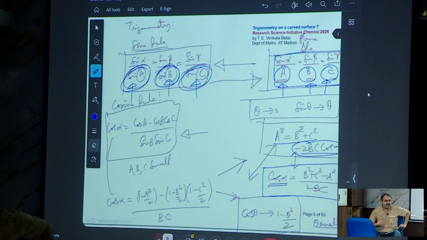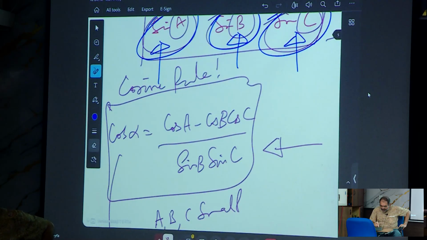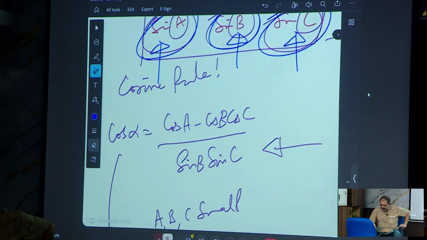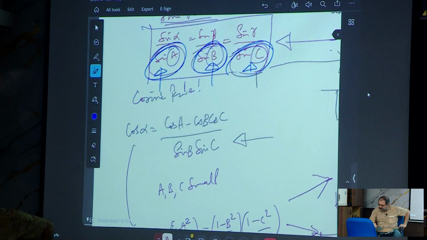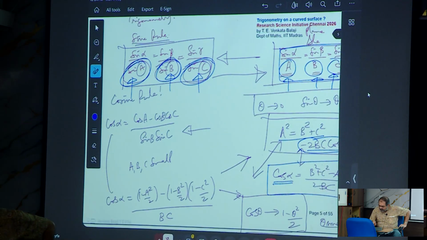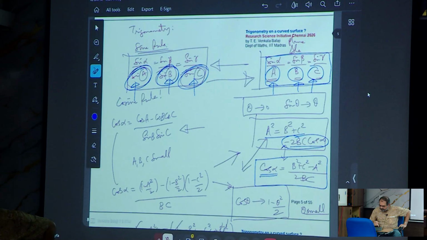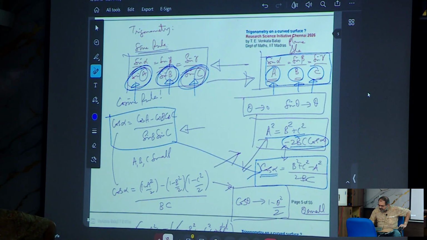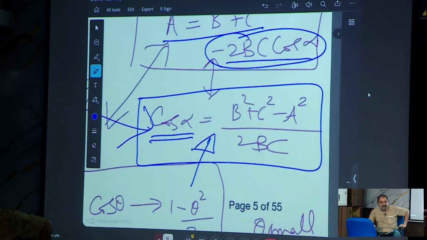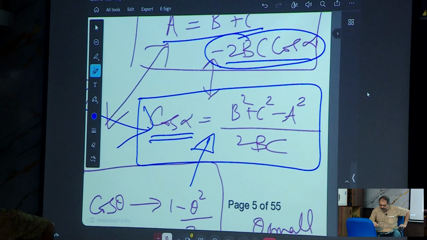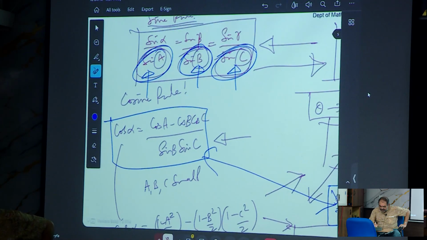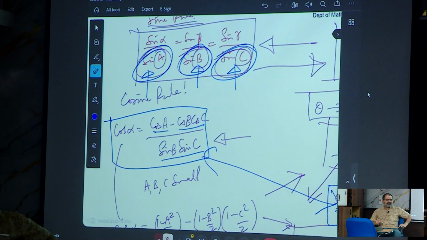But then what happens to the cosine rule in the spherical case? Watch this. You have to compare this with this. In the plane triangle case, you get cos alpha is B squared plus C squared minus A squared by 2BC. But here, what you get is cos alpha is cos A minus cos B cos C by sin B sin C. All right.